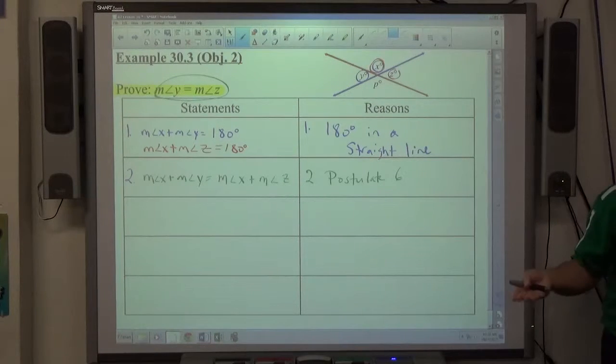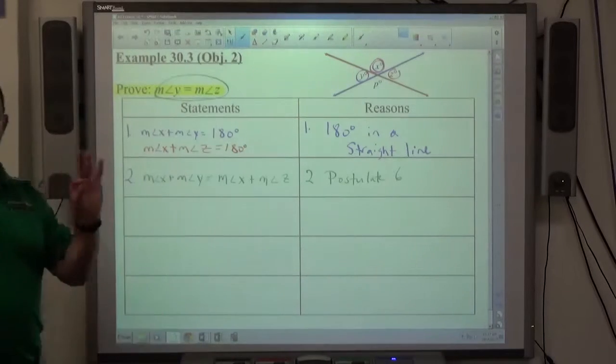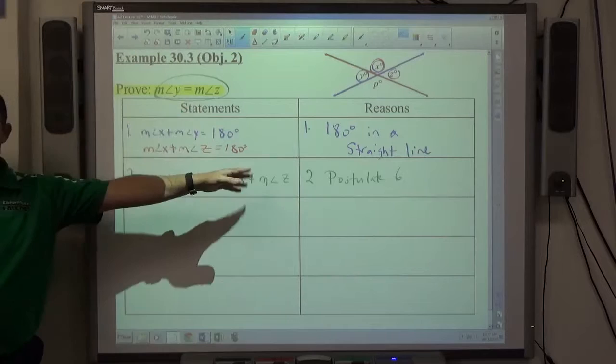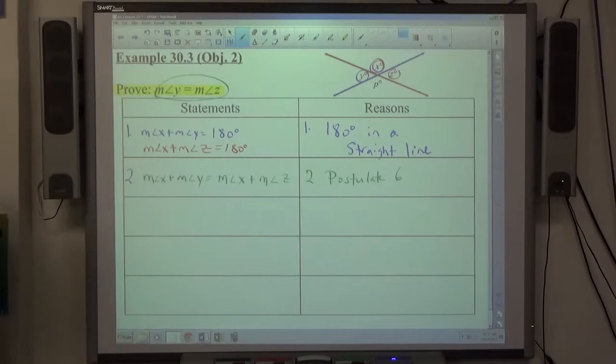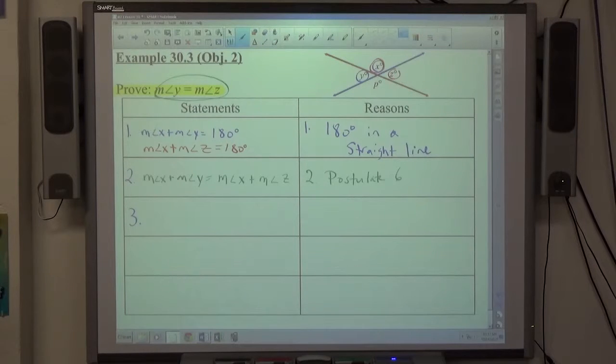For the most part, you can be doing these on homework. You're going to get maybe 1 or 2 proofs on tests throughout the course of the year. So you want to remember what that postulate 6 is. That one's used a lot. Whenever you're trying to prove an equation, postulate 6 usually shows up. Number 3. What's the problem with that green equation?